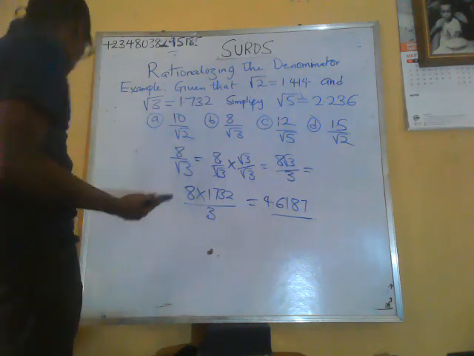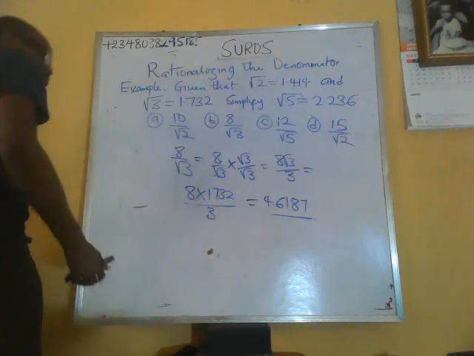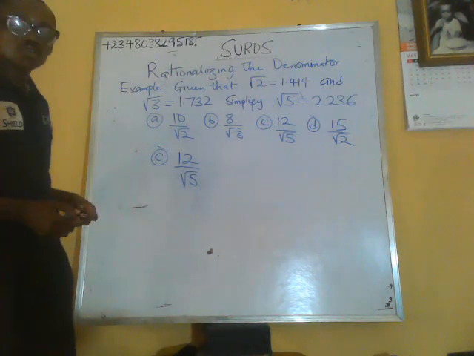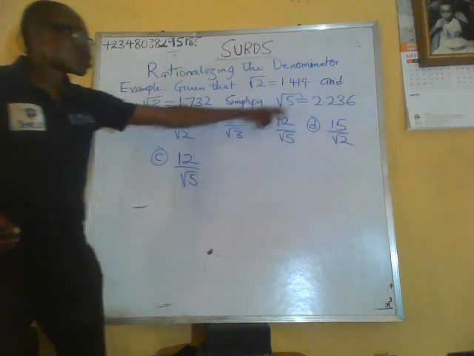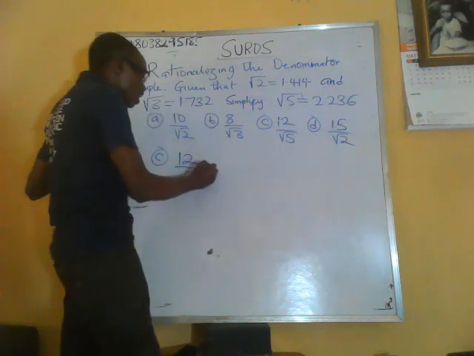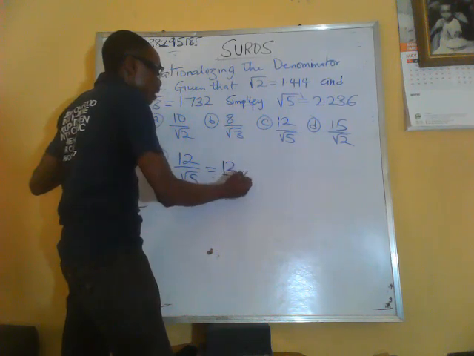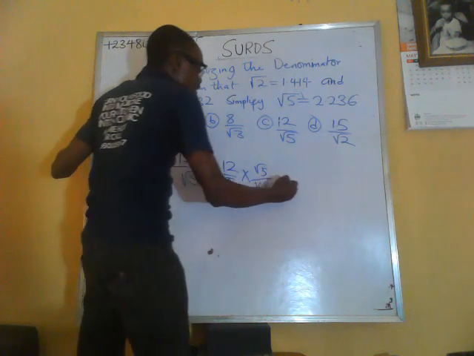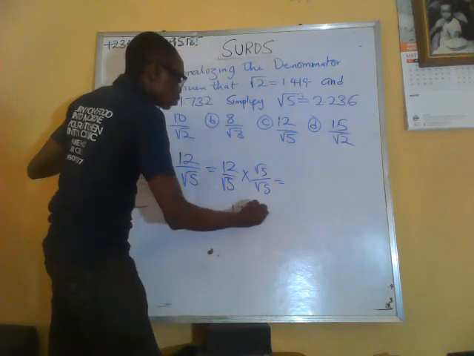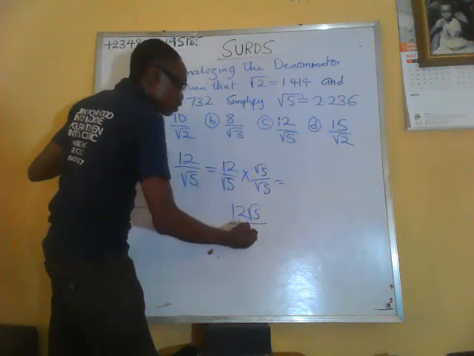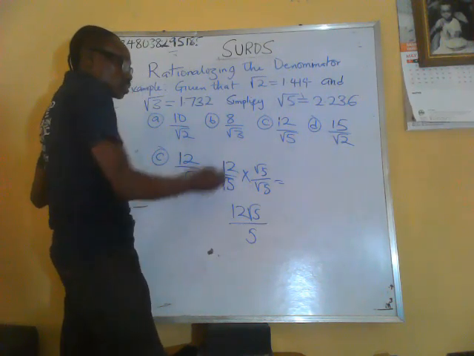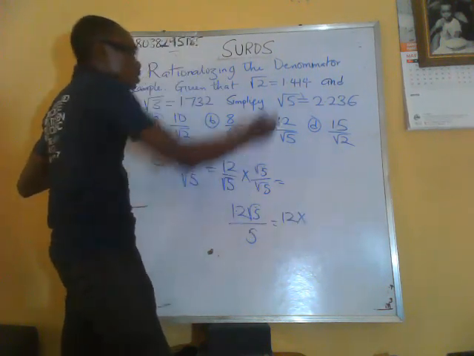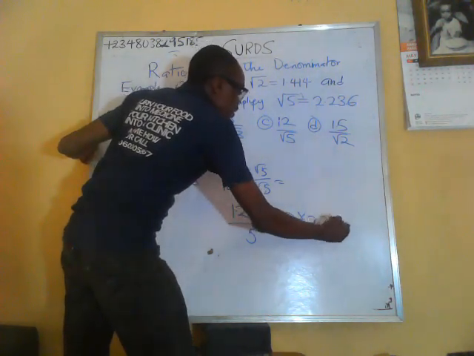For the third one, let me quickly solve it. We have 12 over root 5, and root 5 is 2.236. Rationalizing, we multiply 12 over root 5 by root 5 over root 5. This lands us on 12 root 5 all over root 5 times root 5, which is 5. 12 times root 5 is 12 times 2.236, all over 5.